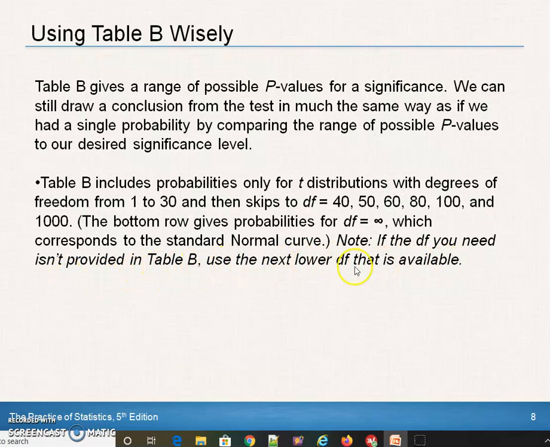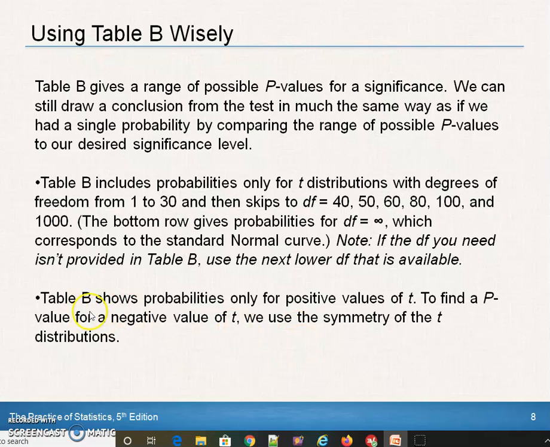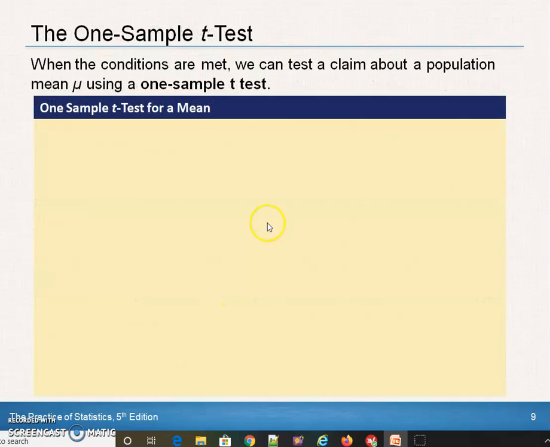Use the lower degrees of freedom whenever you don't have the exact one. So anything between 30 and 40, use 30. Between 40 and 50, use 40. It shows only positive values, but you can find it for negative because it's symmetric about 0.